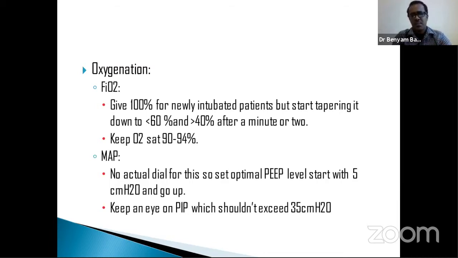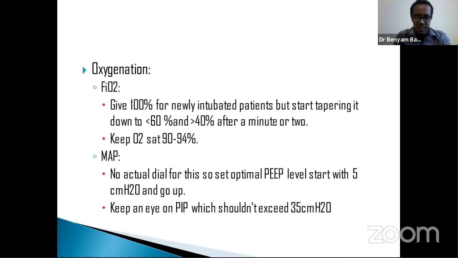So the goal, by increasing or manipulating the FiO2, is to keep the peripheral oxygen saturation at 90 to 94% or above, or a PaO2 of 60 millimeters of mercury if you're using ABG, arterial blood gas. So you need to do that.